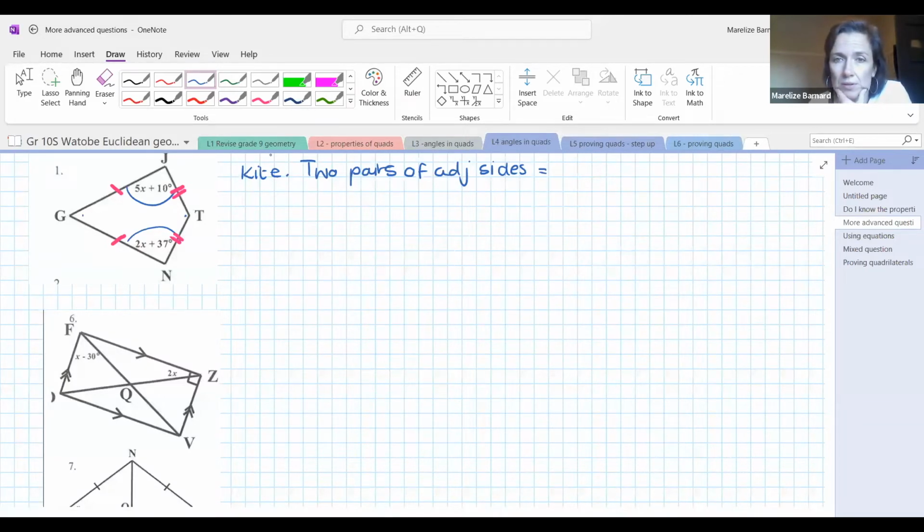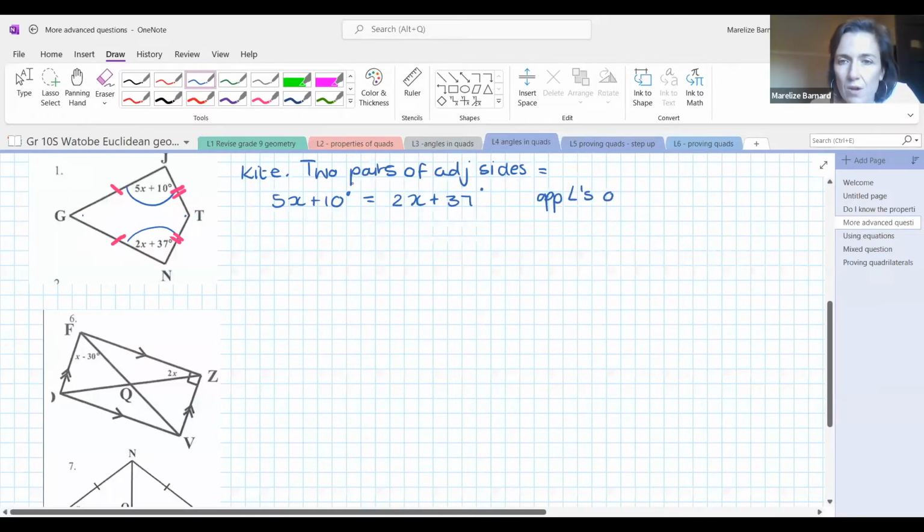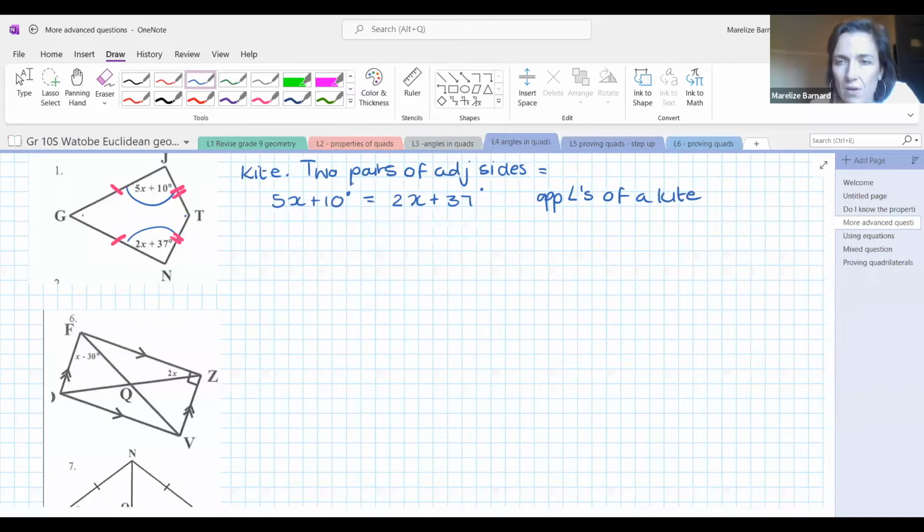So it could be 5x plus 10 degrees is equal to 2x plus 37 degrees. For what reason? Because opposite interior angles are equal. The opposite angles of a kite are equal, yes. Oh, we got there in the end. Thanks, Miss Coco, for helping. Yeah, that's a good tip as well. If the reason says equal, then our equation has an equal in it. So we put those two equal because the opposite angles of a kite are equal.